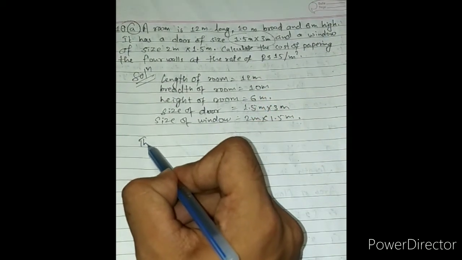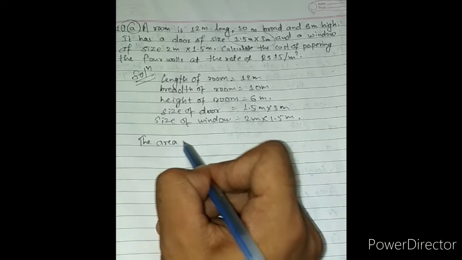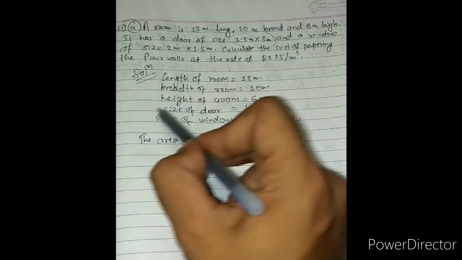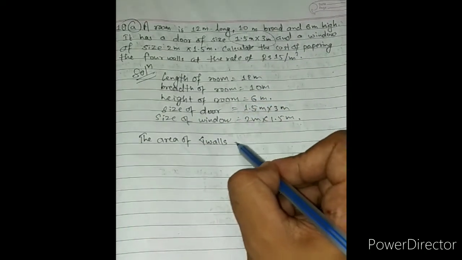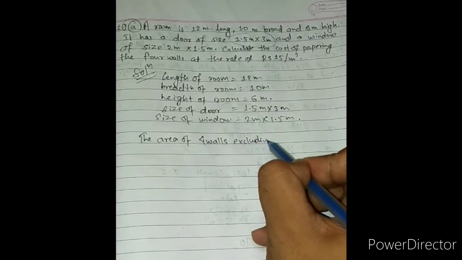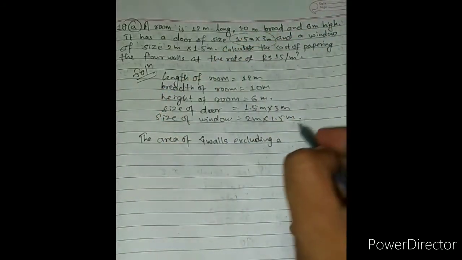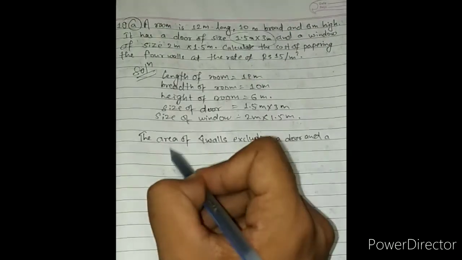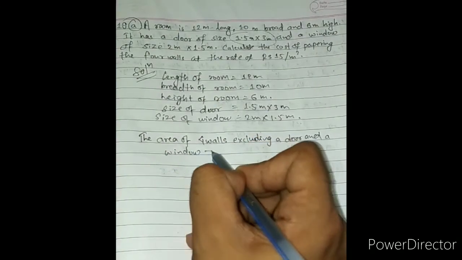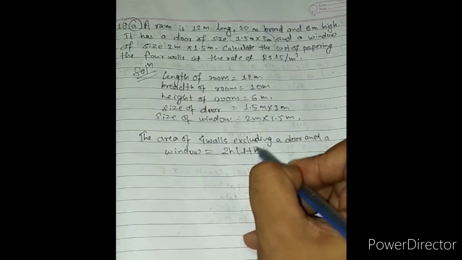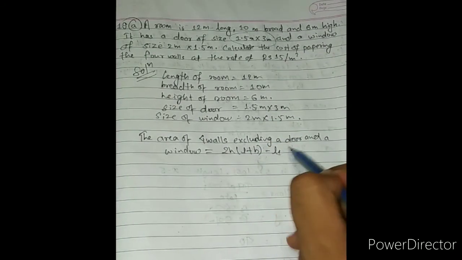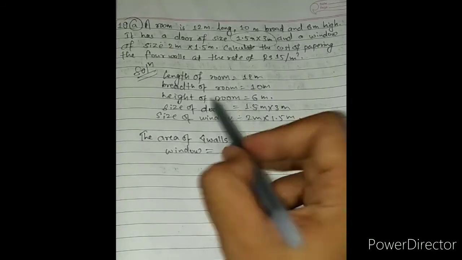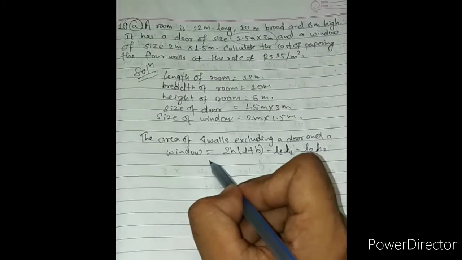Now here you have to find the area of 4 walls, but size of door and windows are given, then we have to subtract, excluding how many windows are there or door, and how many windows or window. So only one door and one window. What is the formula? 2H into L plus B is the formula of area of 4 walls. Let's subtract L1 H1 and L2 H2, means area of door and area of window we will subtract.